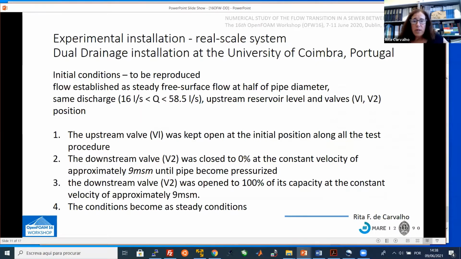And then we looked at the installation. Finally, we could use that at the end of March. So we tried to do some simulation, and we can have discharge flow from 16 to 58, and we can operate valve 1 or valve 2 or both, and expect steady conditions.